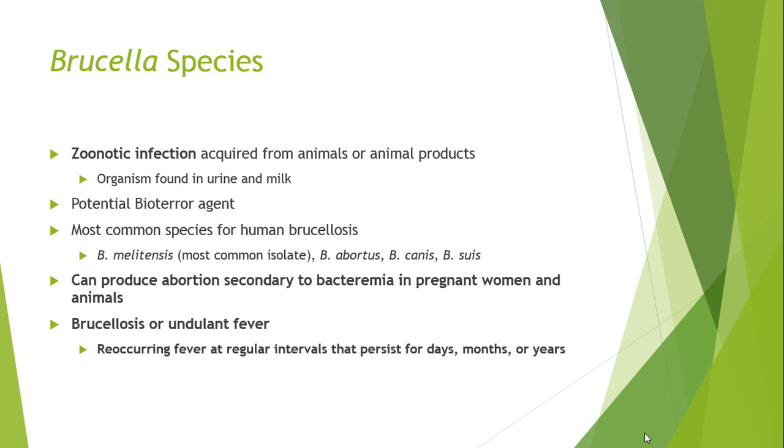Notice this is bold, right? That's important stuff to know. What it's described as is a fever that occurs at regular intervals, like every morning they have a fever and then it goes away. And then the next morning they have a fever and then it goes away. It's like a wave of a fever, and it happens for days, months, or even years. So undulant fever, Brucella.